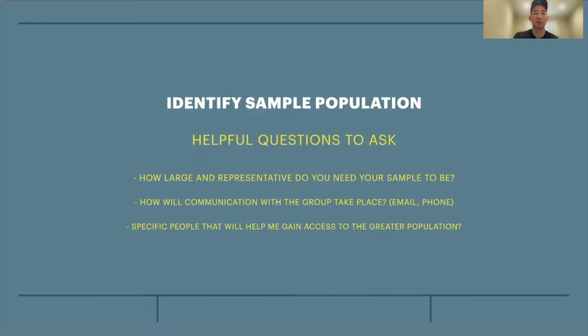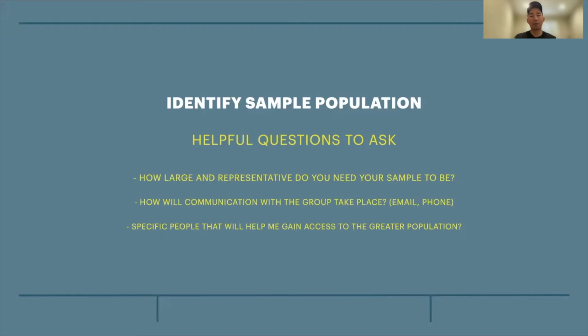And thirdly, are there specific people that will help gain access to just a greater population or organization? Now, these questions will help form necessary dialogue again with the group, as well as to seek consent with the members and the participants and even people in authority, which is also an important matter to be mindful of.